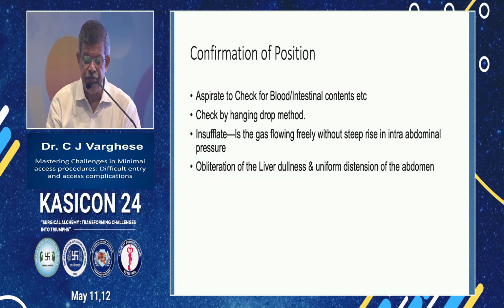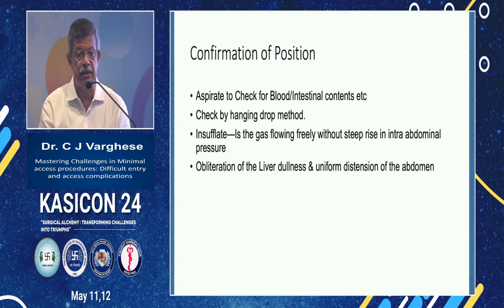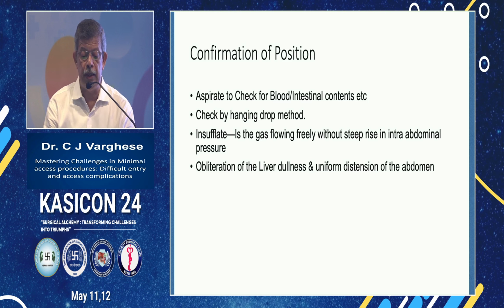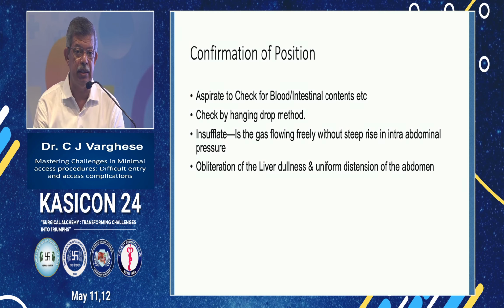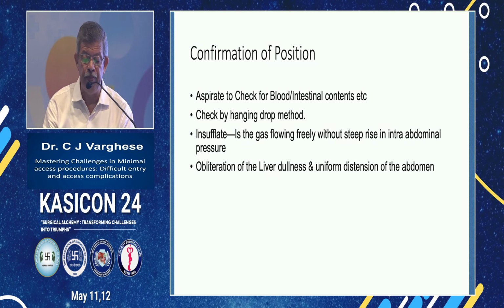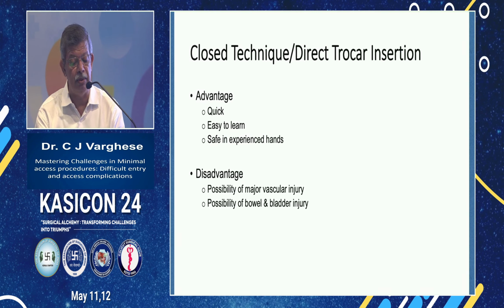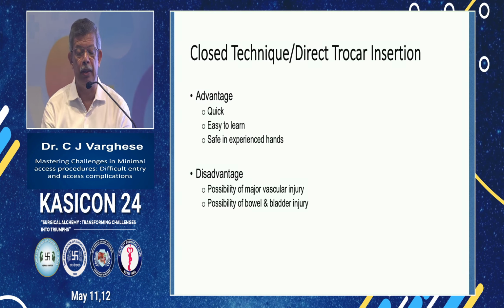Once then the abdomen gets distended uniformly, and the obliteration of liver dullness can be demonstrated. These are the ways to make sure that your needle is right in the abdomen. Spending a little time to make sure that it is all right is worthwhile, because otherwise you will be insufflating into the wrong planes, or even sometimes landing with serious complications.